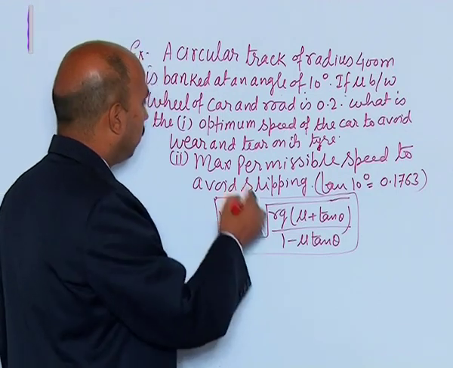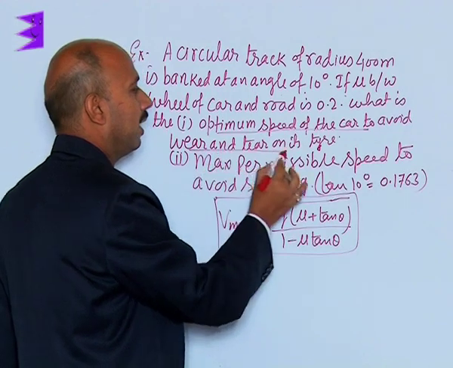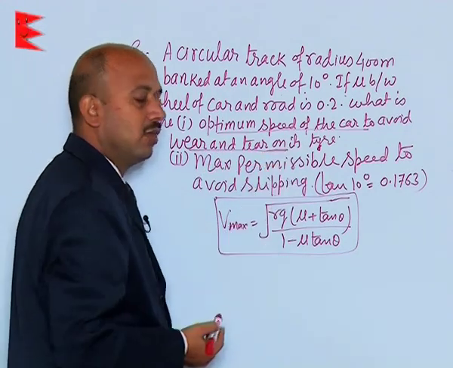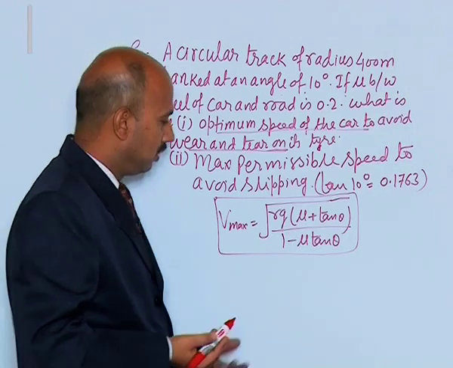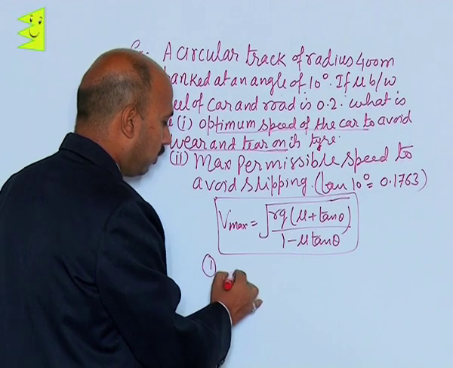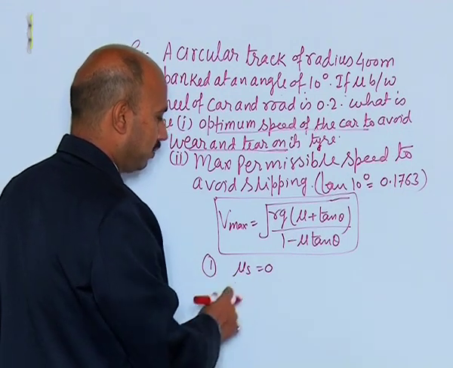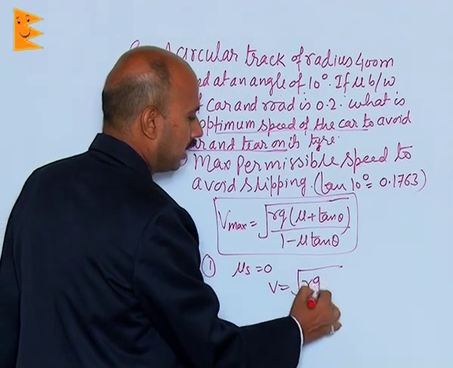Now, for the first case, the optimum speed of the car to avoid wear and tear. If the frictional force is almost 0, mu s is 0, coefficient of friction is 0, then there is almost no wear and tear. So, for the first part, if you take mu s equal to 0, then you will get V is equal to under root of Rg tan theta.